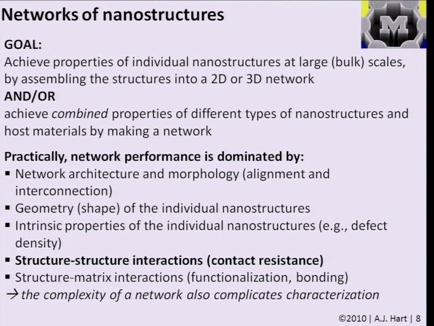But there are a lot of practical aspects that dominate and govern the performance of a network of structures. For example, the performance is dominated by the architecture and morphology of the network. So are the tubes or are the structures aligned or tangled? That's certainly going to have a big effect on the way transport occurs through the network. It may determine what is dominating the transport, and also whether the transport is different in different directions. Just as you would imagine an aligned fiber composite at the microscale having anisotropic properties, a network of aligned structures at the nanoscale would also have anisotropic properties. Certainly the geometry or the shape of the individual structures has an effect.